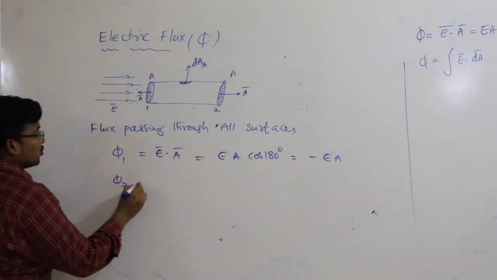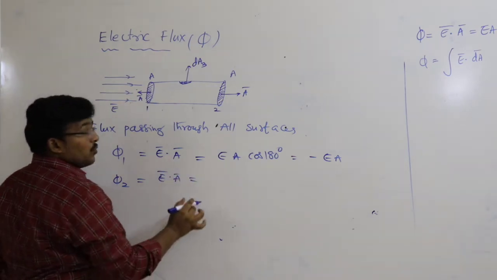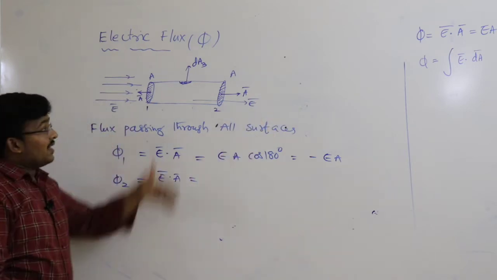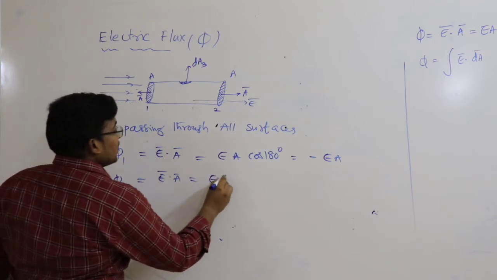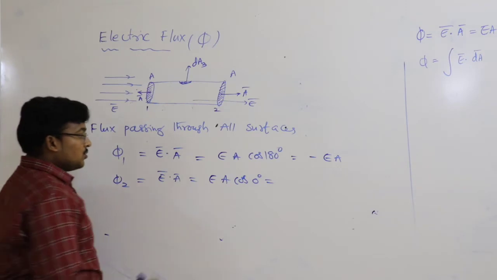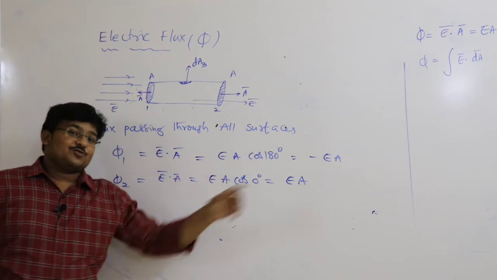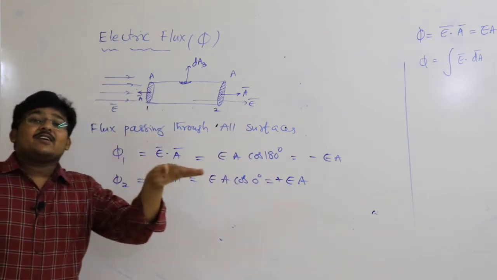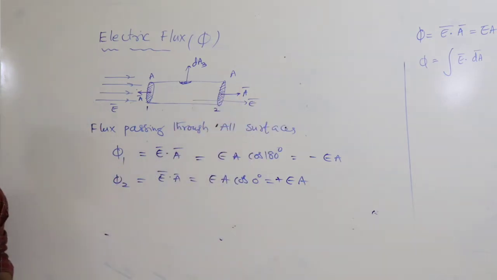Now what is the flux through this surface? Again the formula is E bar dot A bar. Now here the electric field is horizontal, and the area vector is also in the same direction, so the angle between them is 0. So EA cos 0 degrees, cos 0 is 1, so the flux will be EA. See, the flux is positive. So flux entering we treat as negative, flux leaving is taken as positive.